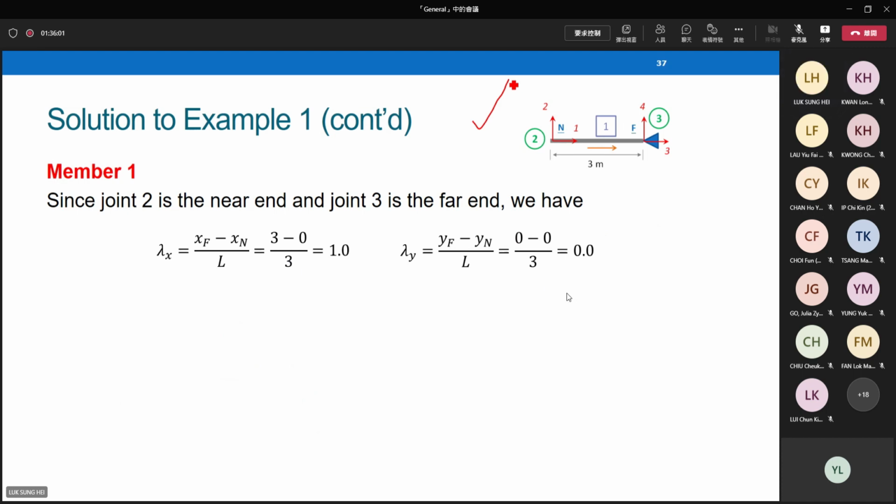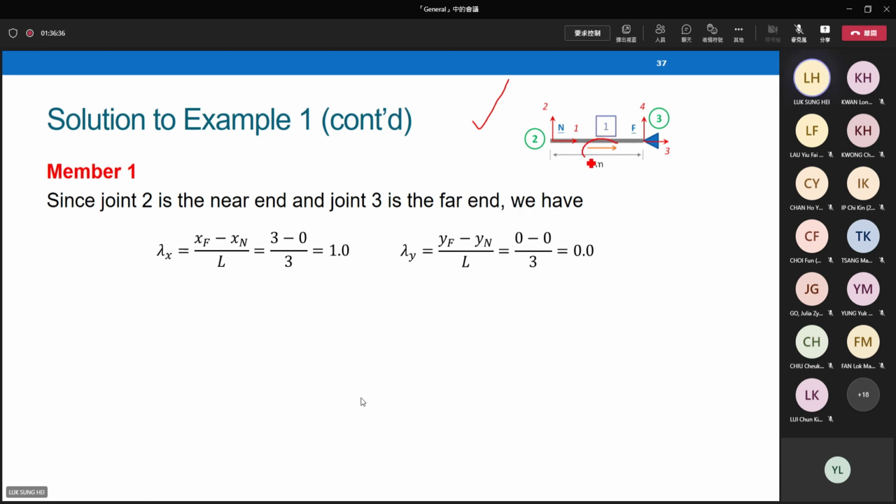Why? Because if you consider horizontal or vertical members, one lambda becomes 0. Okay? What is lambda? Lambda is direction cosine. According to our discussion, I think in section 3, once you know the coordinate of a member, say for example, for this member, I just extract this picture from the previous slide. You can go back to the previous slide to see the whole structures.